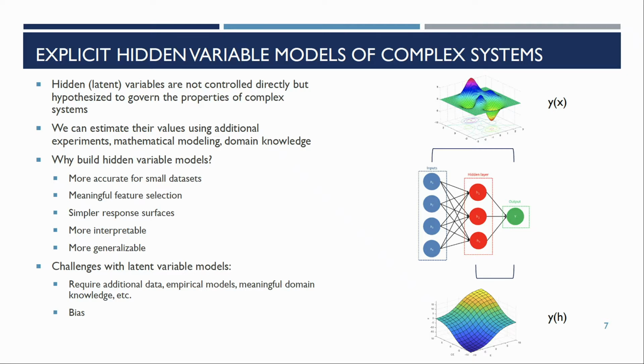Okay, so I'll speak to some of these advantages of hidden variable models, but I'll note that you need additional data, you need empirical models, you actually have to know something about the system. You could be stuck if it turns out you have an incomplete understanding of it. And then finally, there's a lurking issue of bias, which I'll return to.